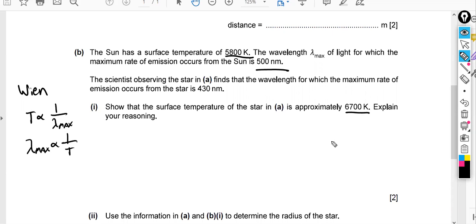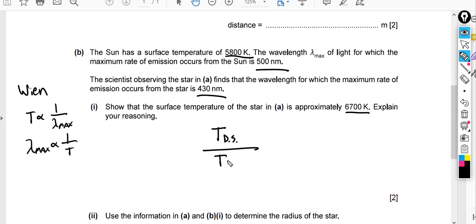There's its surface temperature. This distant star, we can measure its spectrum and deduce that it's got a maximum peak wavelength. It says the maximum rate of emission occurs at 430 nanometers. And so this is the distant star, and we want to show how that's going to give us this temperature. So I want to set this up with temperature in the numerator, and I want to set it up with this temperature in the numerator. So think about it like this. Here's the temperature of our distant star. Okay, we'll just use that.